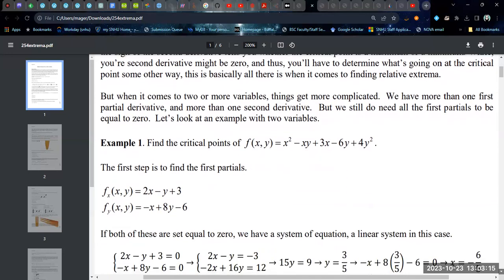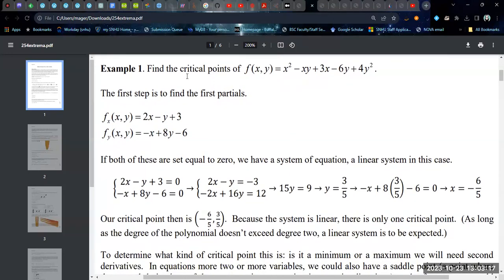All right, so let's look at our first example. We want to first find the critical points and then determine eventually whether they are relative maxima, relative minima, or, in the higher order case, we also have to consider that they might be saddle points.